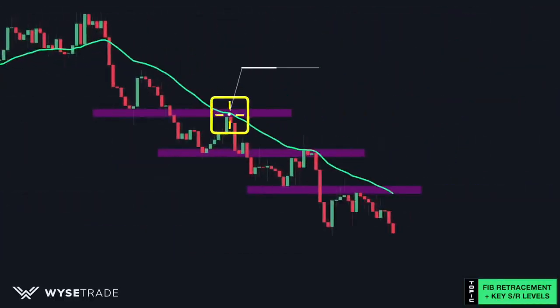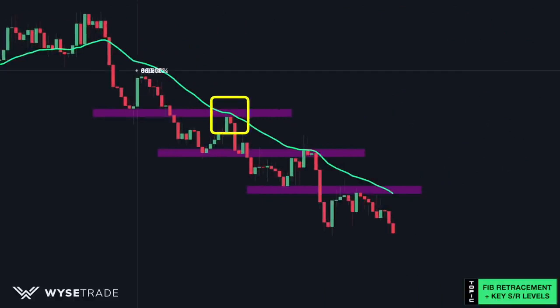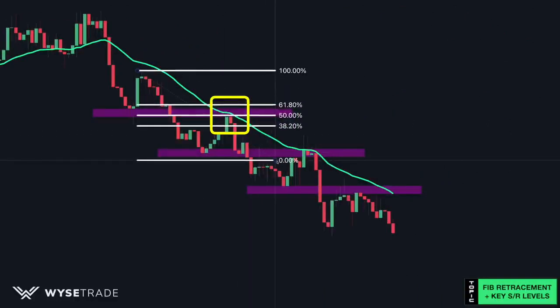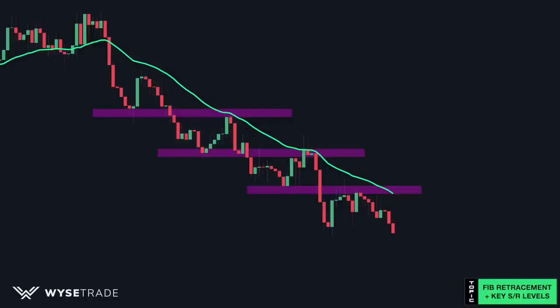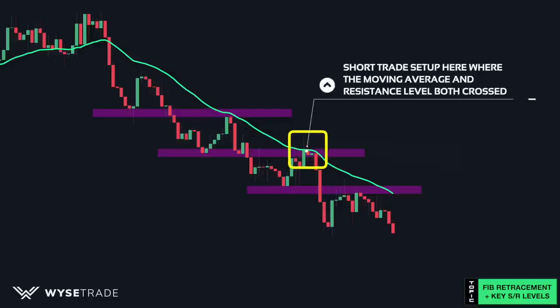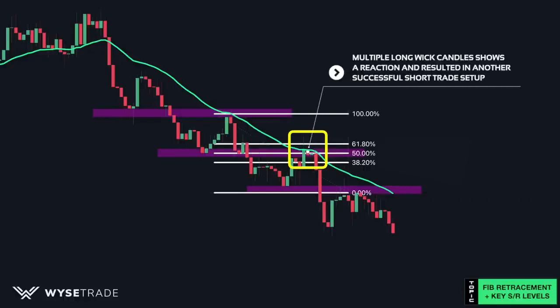You had a short trade setup here, where the moving average and key level both crossed. This is also where the 50% fib level lined up. You had a candle color change and wicks sticking out, and created a successful short trade. Another short trade setup here, where the moving average and key level both crossed. This is also where the 50% to 61.8% fib zone lined up. You had multiple long wick candles form, showing a reaction and another successful short trade.